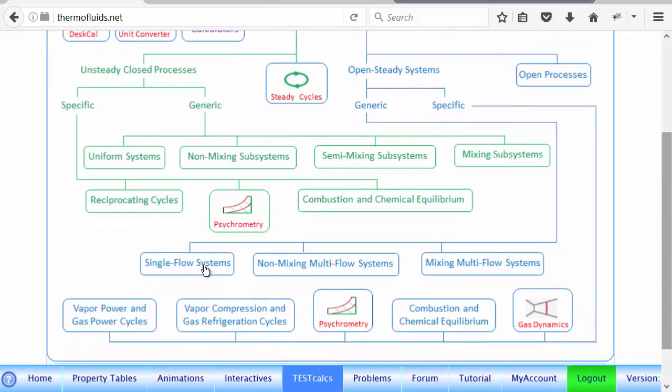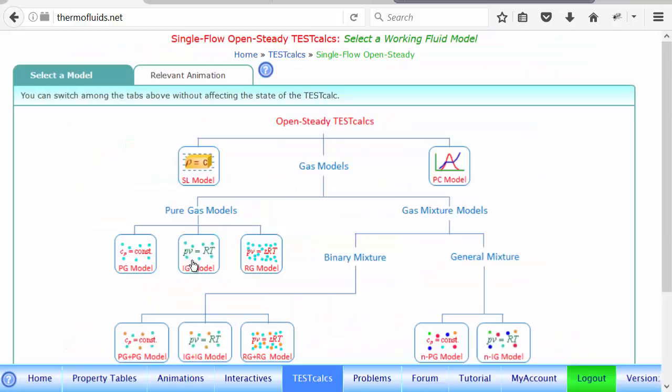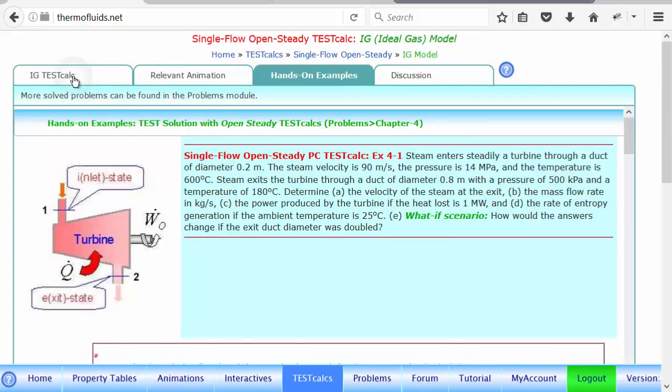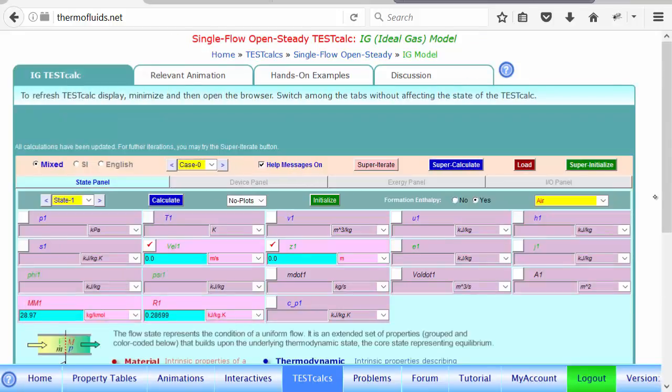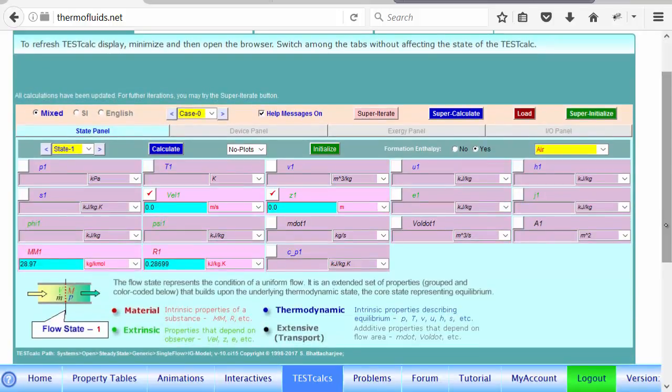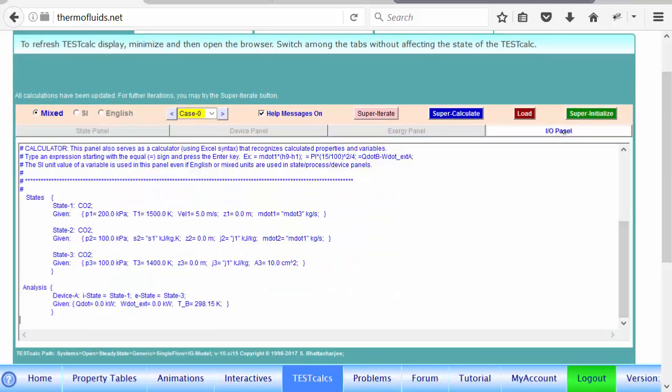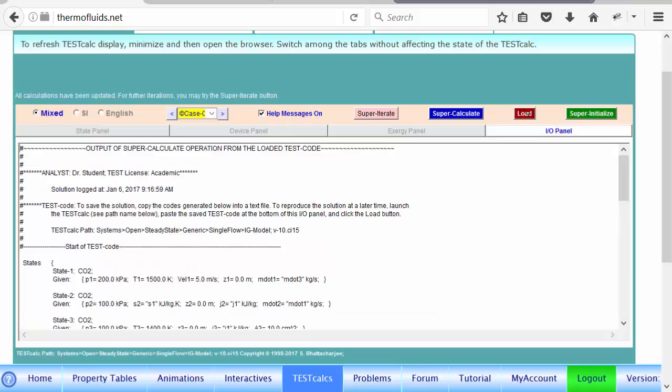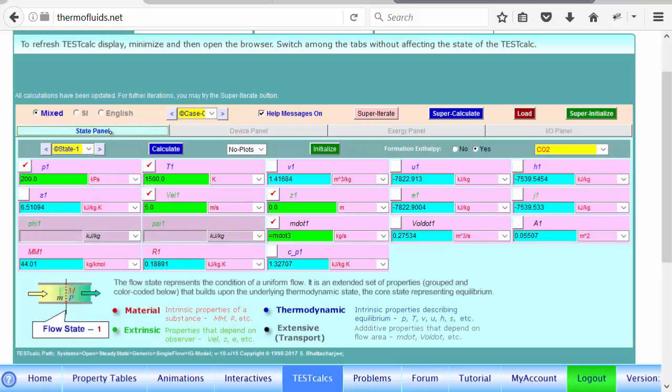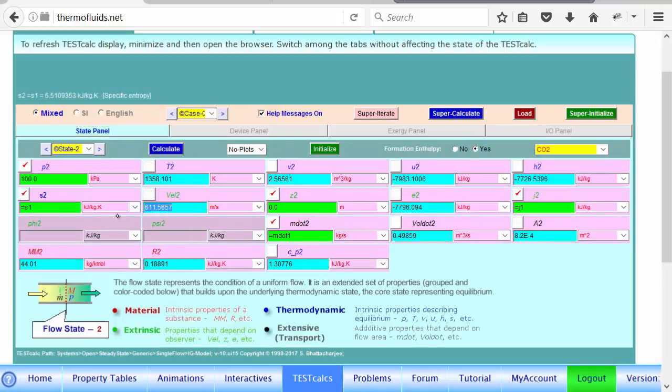So again, if we go to the single flow system and launch the ideal gas model, where Cp is considered a variable, a function of temperature, go to the I/O panel, paste the TEST code, and then click the load button. And the load button is going to regenerate the solution instantly. And you can find all the states have been calculated again for CO2. But this time, as you can see, the answers could be slightly different because it's an ideal gas model.